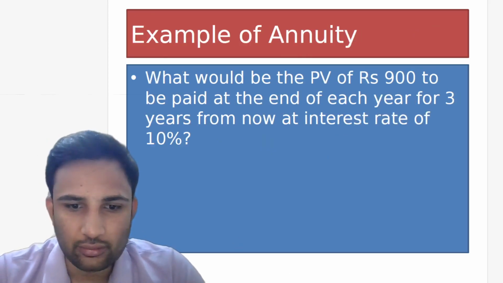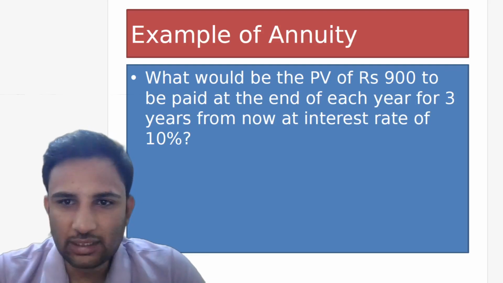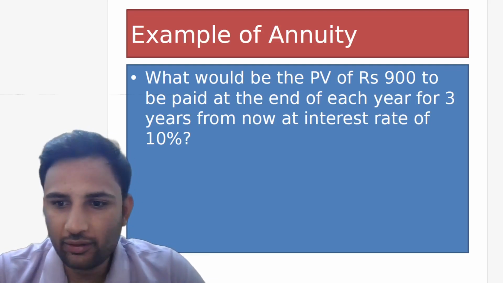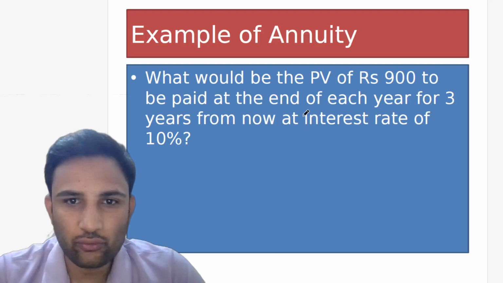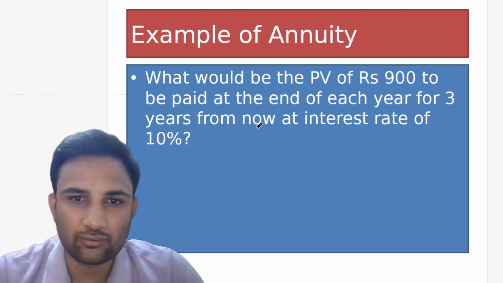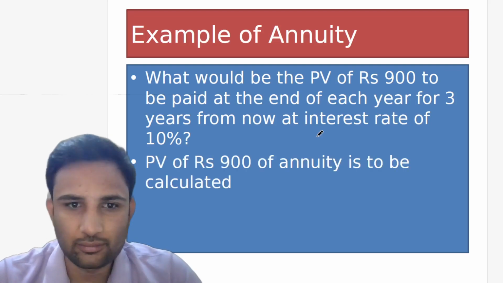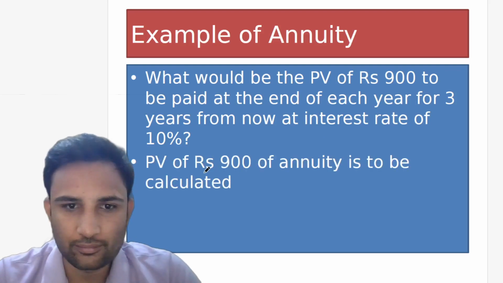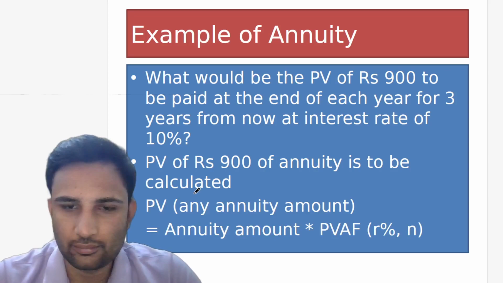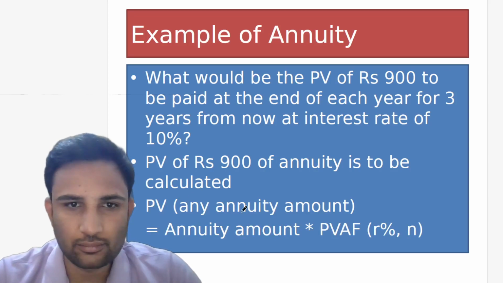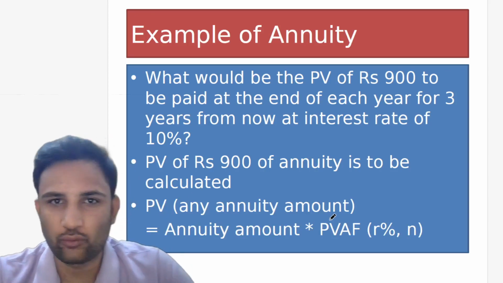Example of annuity. What would be the present value of rupees 900 to be paid at the end of each year for 3 years from now at an interest rate of 10%? And this is the formula. You can solve it from your end.